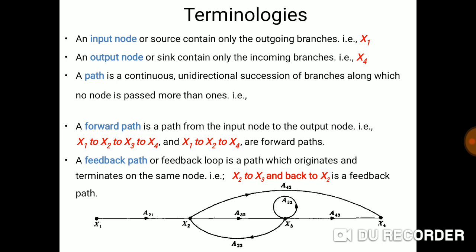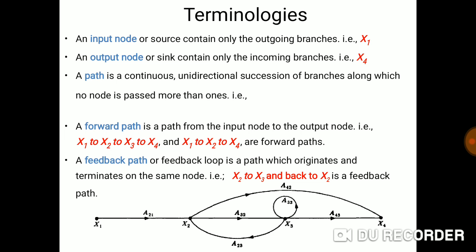A forward path is a path from the input node to the output node, that is x1 to x2 to x4. A forward path is nothing but a path with a starting node and an ending node which follows only one direction, the same direction. Then another forward path is there, x1, x2, x3 to x4.